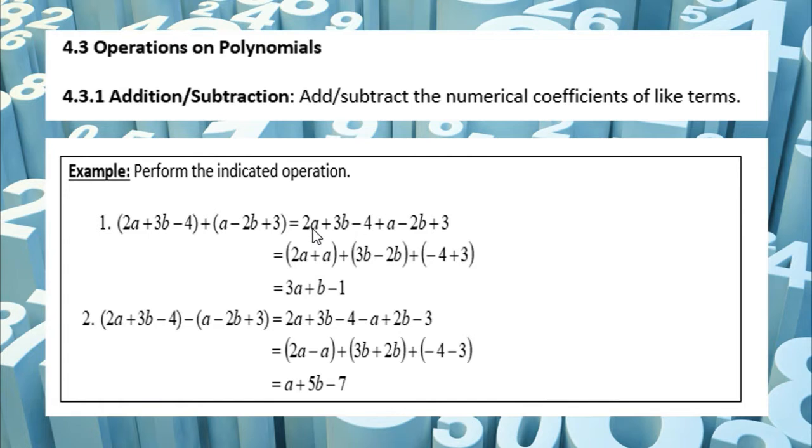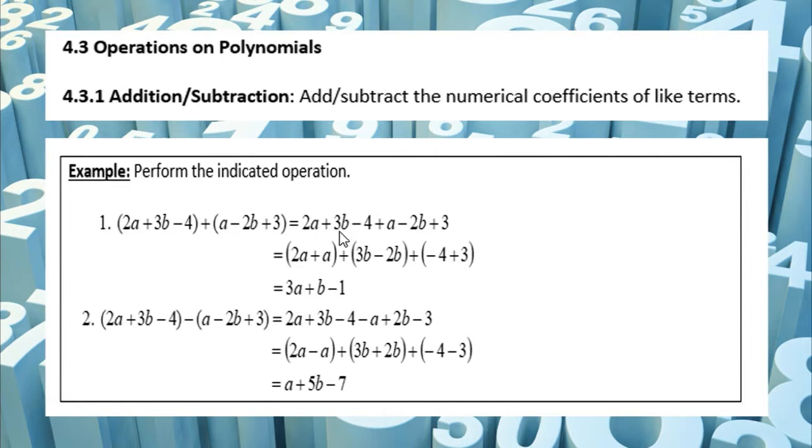So we have to combine like terms. Unsa man ang mga like terms? Katong pareha og variables, pareha og base, pareha pod og exponents. So si 2a ug si a, mao ni sila ang like terms. So 2a plus a is 3a.